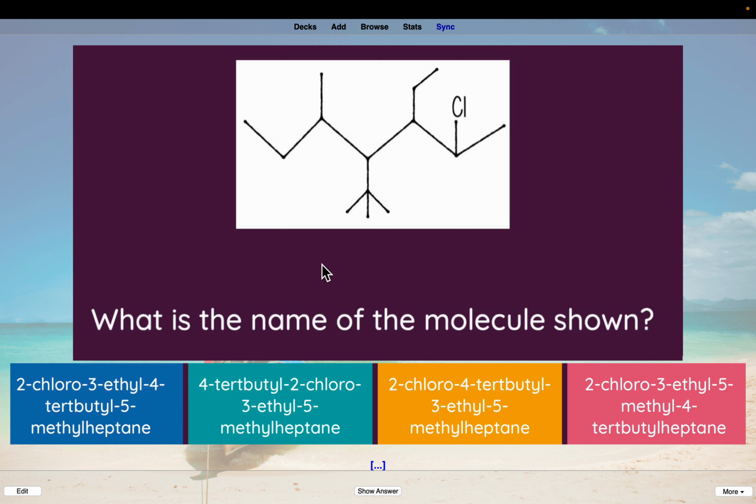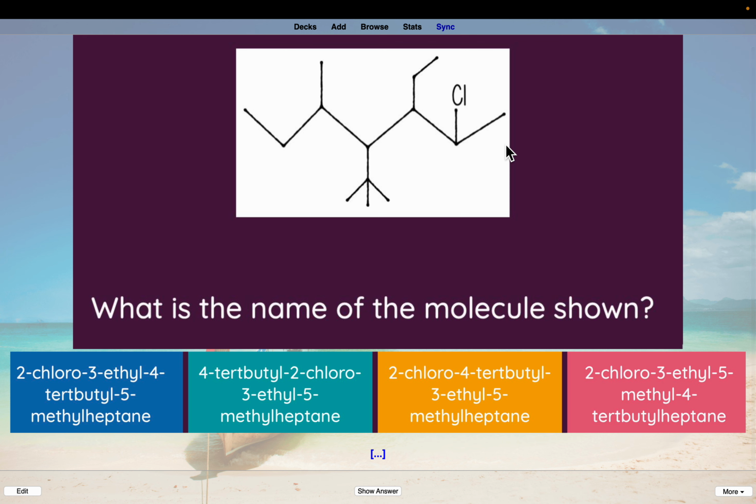What is the name of the molecule shown? We're just given the skeleton, nothing else. But we can survive this, I hope. Let's see if we could count from the left first. 1, 2, 3, 4, 5, 6, 7. So heptane. There are no double bonds or triple bonds, so methylheptane is the last word.